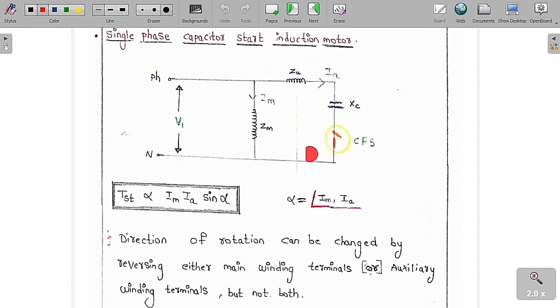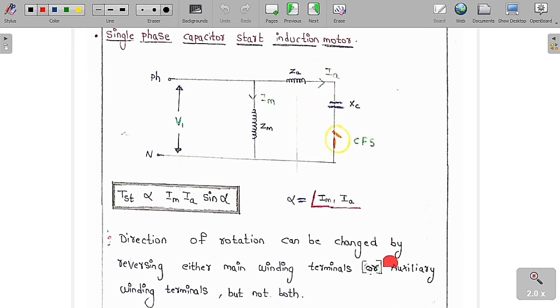So initially it acts like a two-phase induction motor, but after some time, as we remove this winding, it acts purely like a single phase induction motor. V is the single phase supply voltage, the phase voltage and the neutral. As I've already told you, the current in the main winding is Im and the current in the auxiliary winding is Ia. The starting torque is proportional to Im into Ia into sin alpha, where alpha is the phase angle between Im and Ia. As alpha increases, sin alpha increases, so the starting torque increases. That is the reason we use the capacitor: to increase the phase difference between Im and Ia.